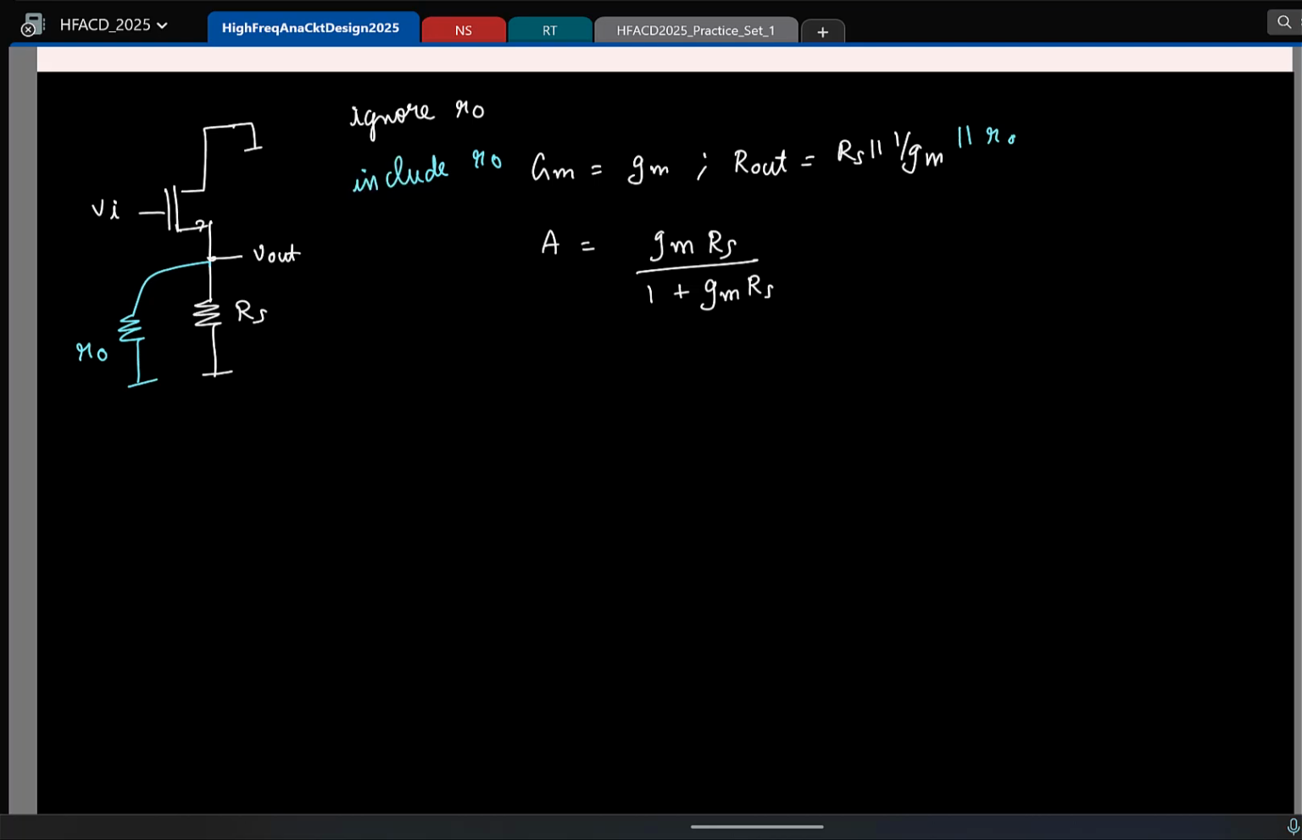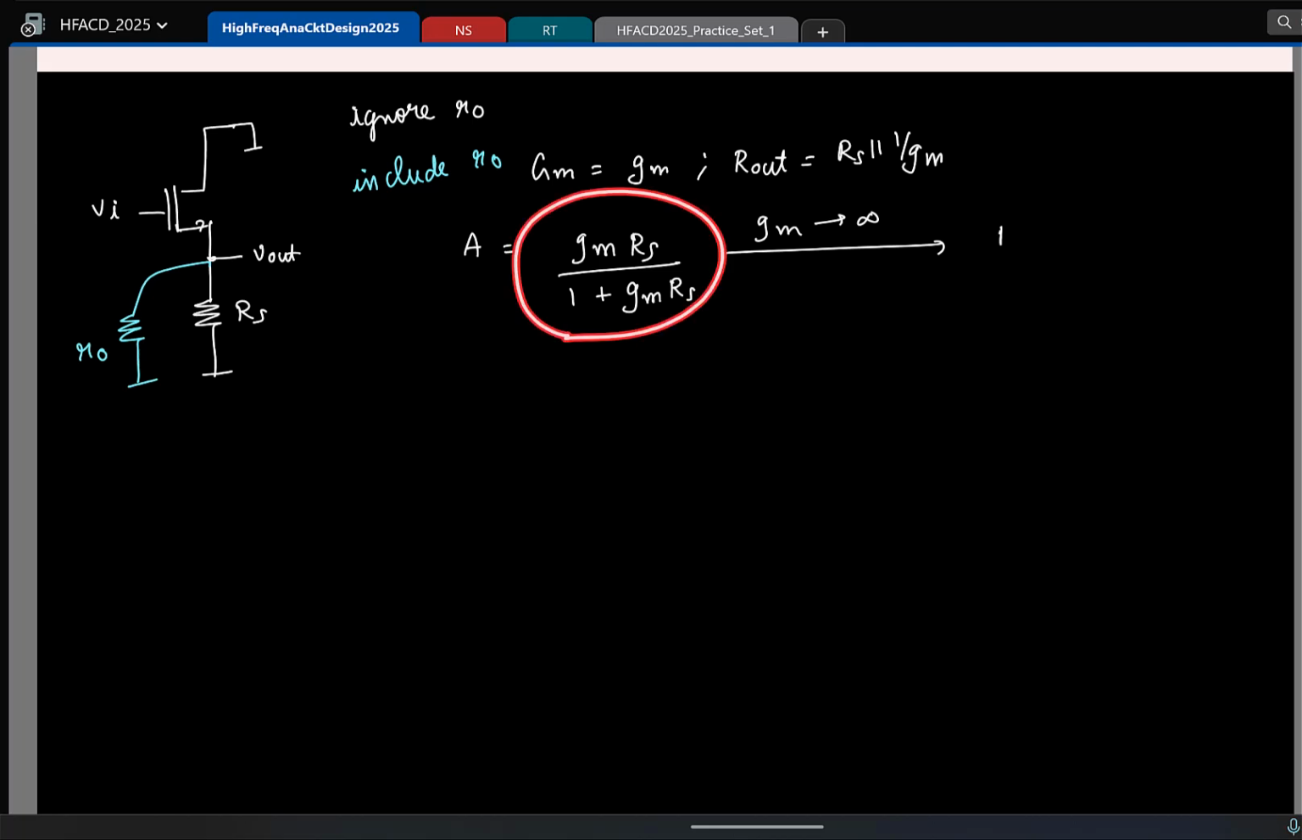Okay, so let that be. Here is another point I just wanted to make in passing. If I tend Gm to infinity, what does it approach? 1. I mean it approaches 1, but why do you think that makes sense? See, anytime you derive something, first do some sanity checks. One quick sanity check is to see if the dimensions and the units are correct. What should be the units of gain? Unitless, voltage by voltage.